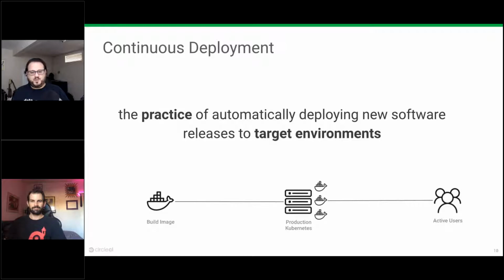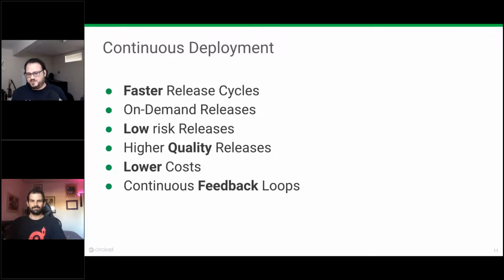So continuous deployment, right? It's the practice of deploying all of those things you did in your CI portion. So we're packaging up this release into whatever artifact you need to deploy, and then you're actually deploying that to target environments using automation. So here are some of the benefits: you're doing faster release cycles.